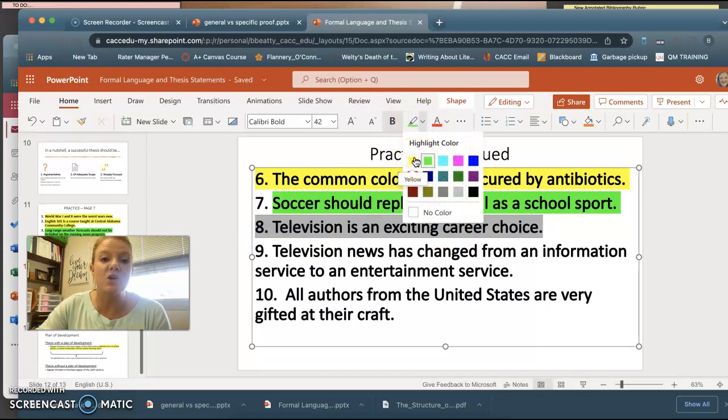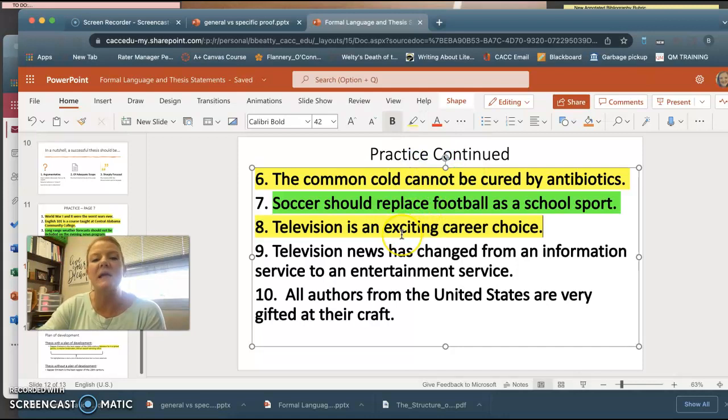Number 8, television is an exciting career choice. That seems like it could be a good thesis statement, but the language is not clear. A television is a thing that you hang on the wall that you watch shows on. So to say that television is an exciting career choice means that you'd have to become a television as a career, and I don't know how anyone would do that.